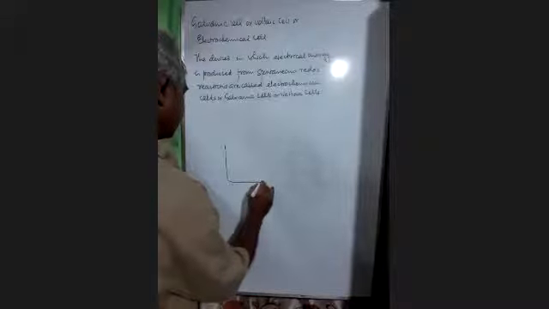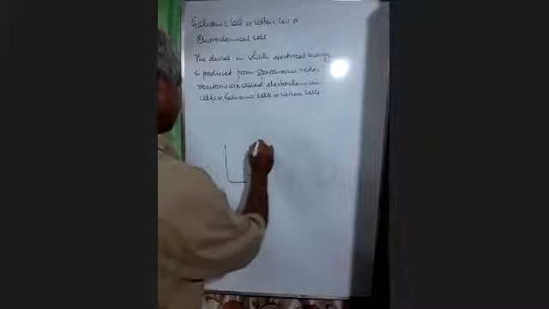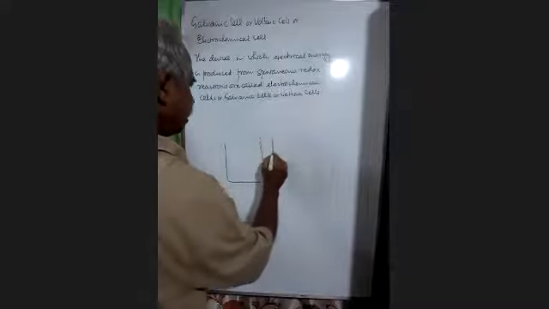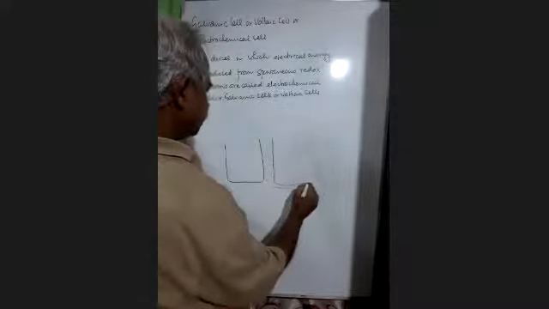See, an electrolytic cell is made in one beaker or one container. But a voltaic cell or electrochemical cell is made in two beakers.